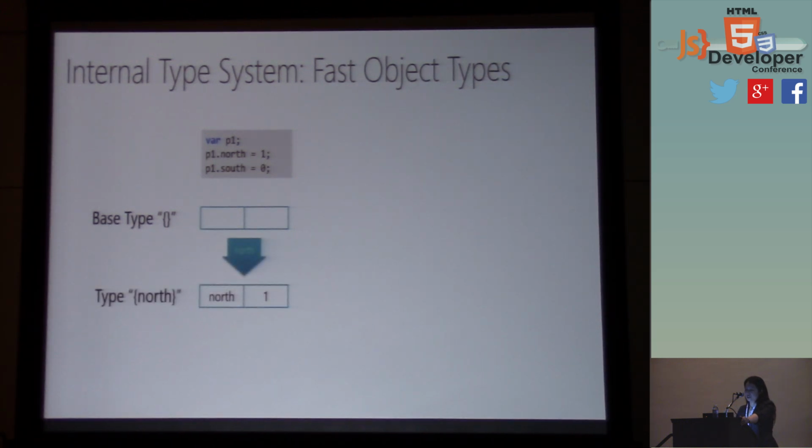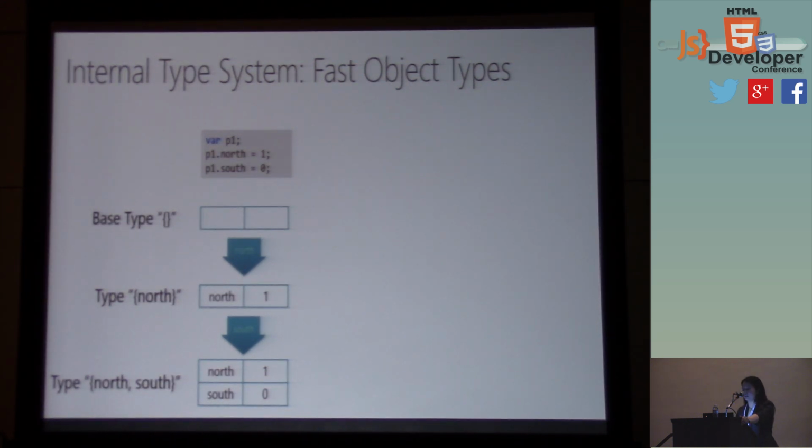And then when you have north equals 1, you have a property assigned to 1, then we allocate another object called north equal to 1. And then you have another piece, which is south, defining south equal to 0, right? Then you actually have another piece called south 0. So here you have your two properties, north and south, with an object called P1.